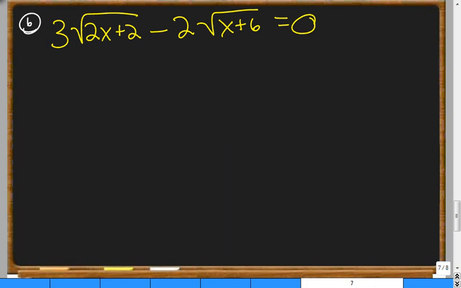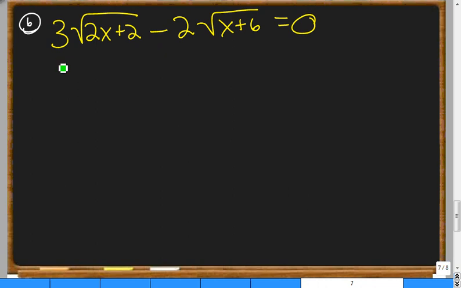Now, let's take this to a new example. So let's say that we have 3 times the square root of 2x plus 2 minus 2 times the square root of x plus 6 equals 0. So how do we deal with this? Well, you don't want to square this side by itself. You've got 2 terms. You're still going to end up with square roots if you square this side. The best possible method, if you ever have to square both sides of an equation, is to try to get as few terms on each side as possible.